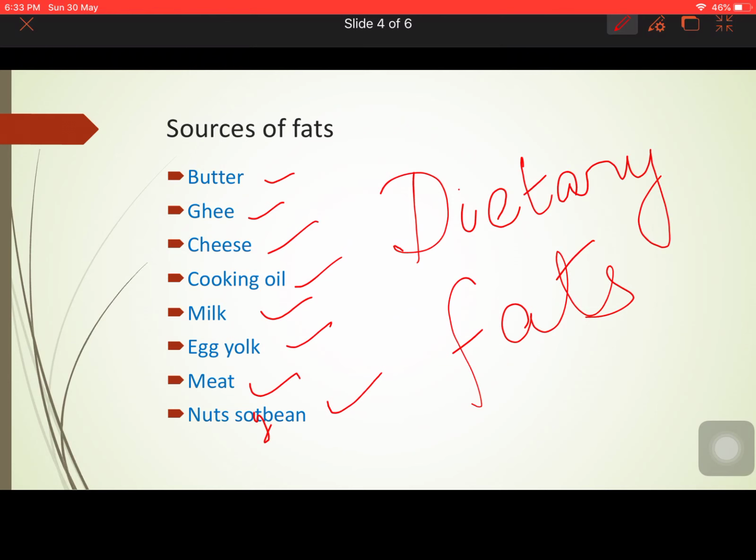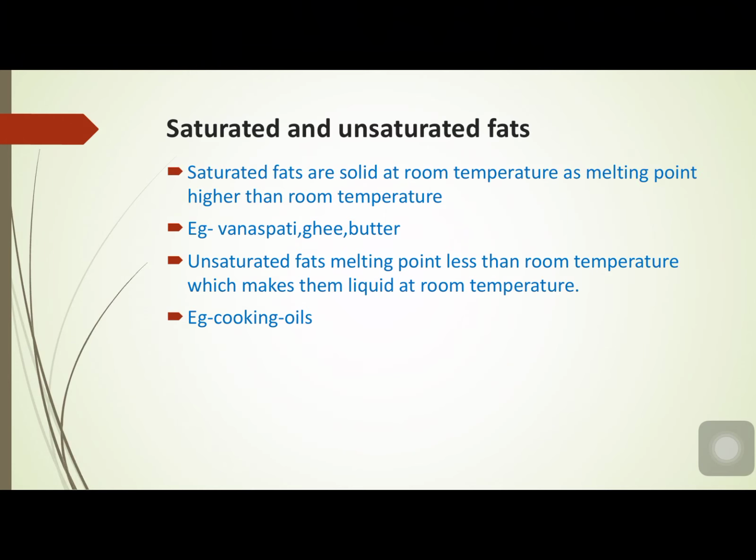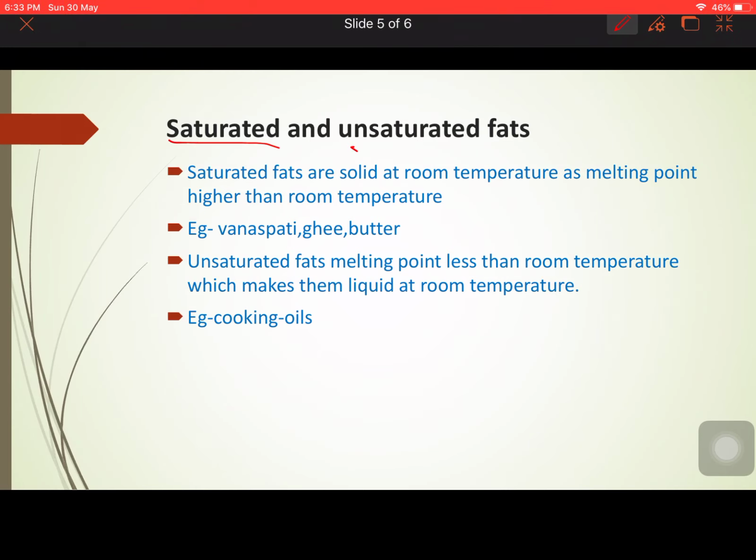Now let us move on to the next slide. What are the two types of fats? Mainly there are saturated fats and unsaturated fats. Now what does the term saturated fats mean? Saturated fats have a melting point which is higher than room temperature. That is, these fats are always solid at room temperature. Have you seen butter at room temperature which is liquid? No. You need to heat it. Ghee? No, its melting point is higher than room temperature. Vanaspati. So these all are saturated fats.